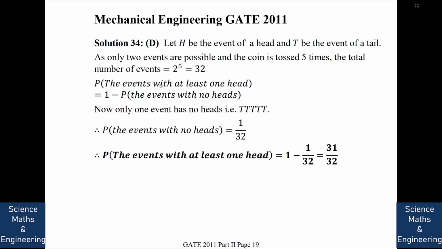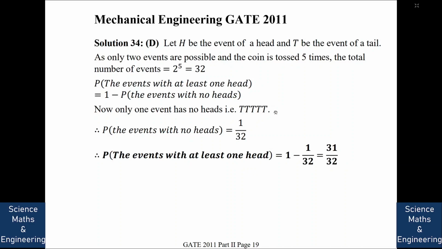Now the probability of getting at least one head is equal to, the total probability is 1 minus the probability of getting no heads. So at least one head, the probability we are asking, that means 1, the total probability, minus the probability of getting no heads. Now if we don't get any head, that means what? We have to get all tails.